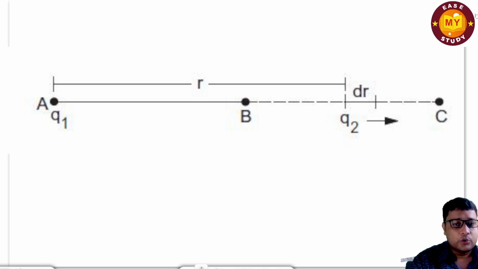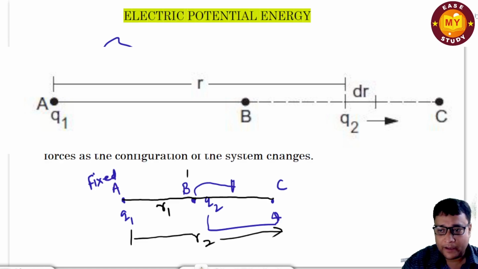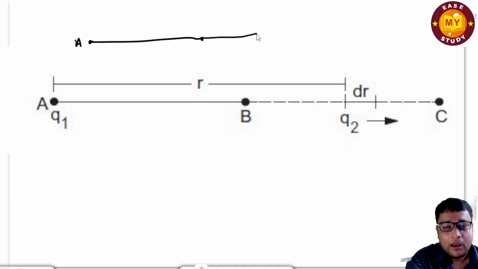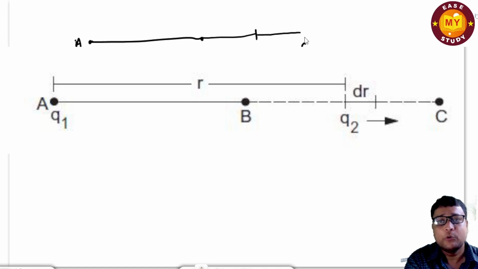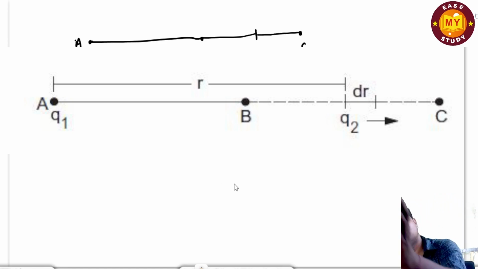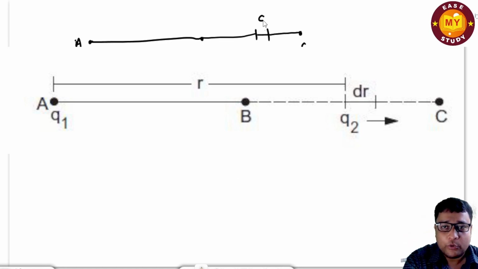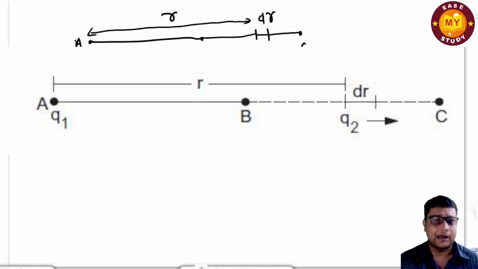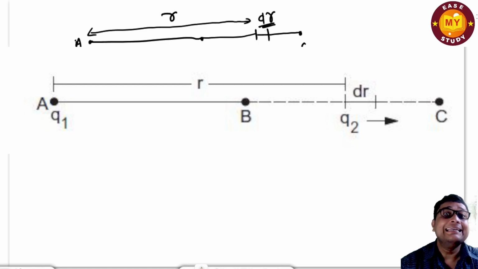In the previous example, this Q2 is now moved here somehow. This is my first charge A. Now another charge is B. Now I have moved the charge Q2 here in between, so that I can later put it by integrating. You can go to C also. So now for a very small distance dr, from A the distance of this Q2 is R, and it is moved a distance dr.